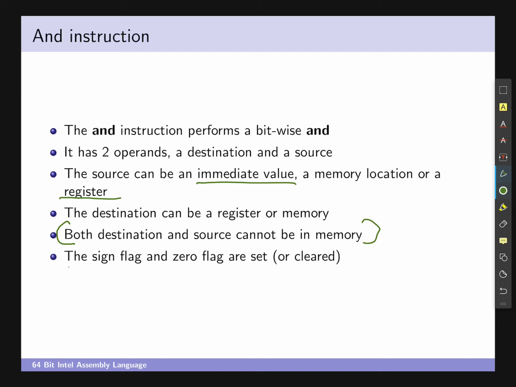Unlike NOT, the AND instruction does set flags. So it sets the sign flag and the 0 flag. And those we can use when we get to more complicated jump statements. But it's good to keep in mind that the result of the AND, so whatever is stored in that destination register, will trigger what the sign flag and the 0 flag should be.